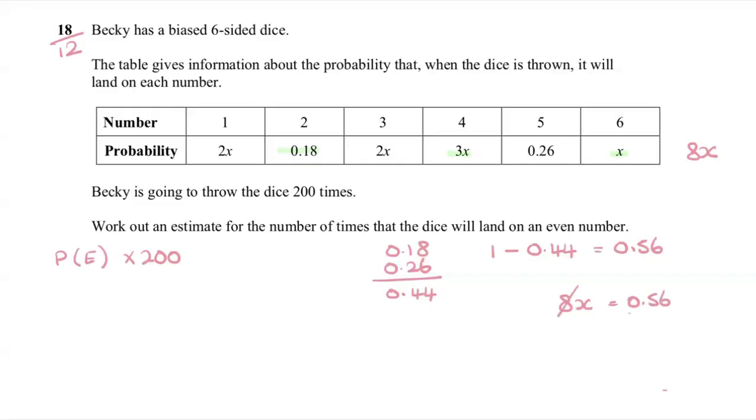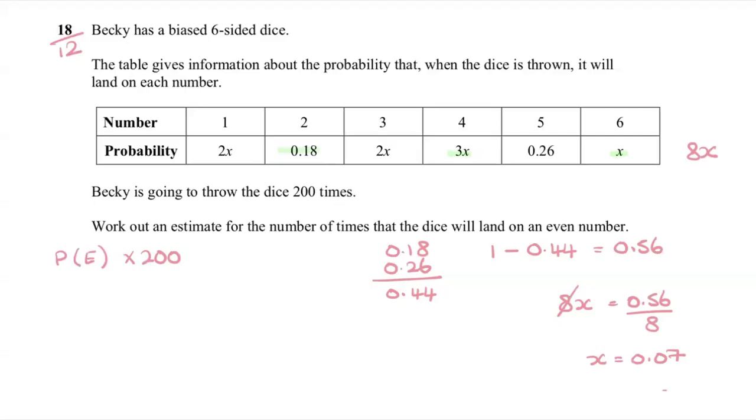If I divide through by my 8, 8s into 56 is 7. I've got x equals 0.07. And if you're not sure about how that decimal would work and how many zeros you might get, you just do it in your bus stop and it will work perfectly.